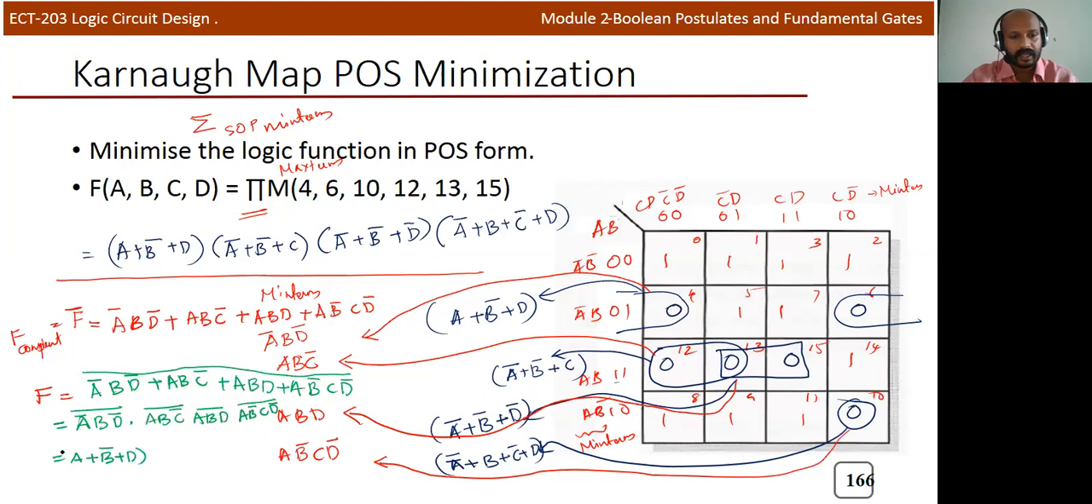And next term will be A bar plus B bar plus C. And next term will be, sorry, A bar plus B bar plus D bar. And the last term will be A bar plus B plus C bar plus D. So if you compare the result with the direct form, you get exactly the same thing. So there are two methods you can approach.